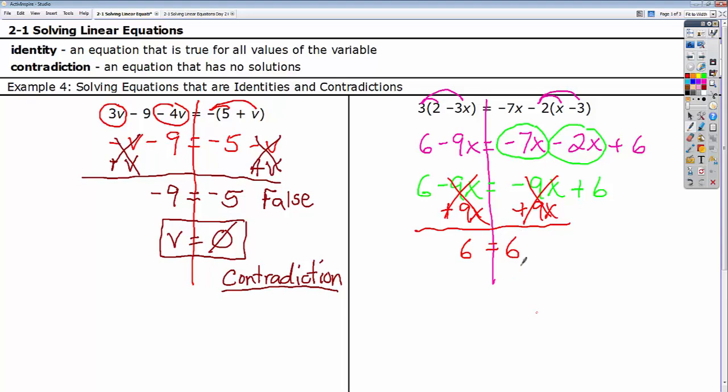So this is the other type. Whenever you get something like this that is always true, then you know you have your identity. So x equals, and we say all real numbers, so you can write the real number symbol we learned, and we can write identity.